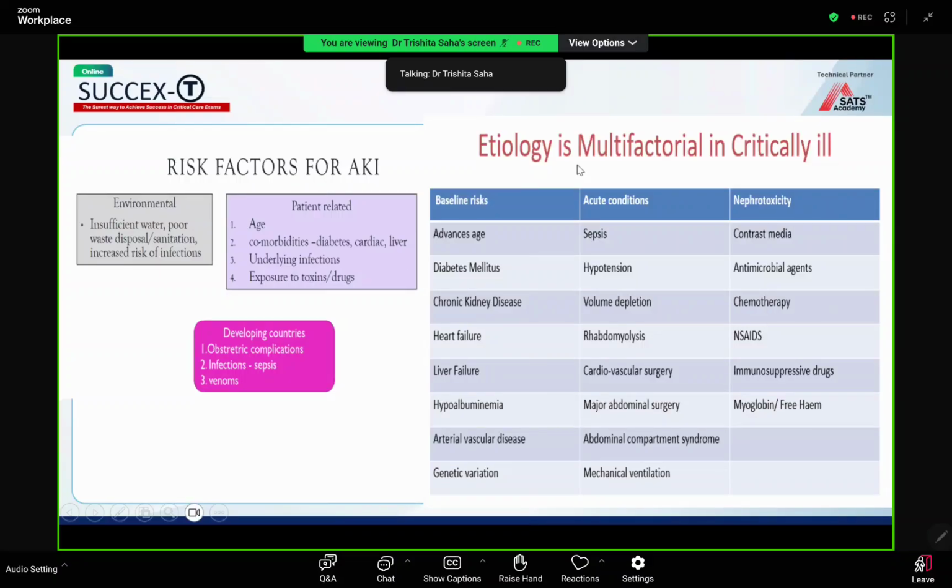Then etiology is multifactorial in the critically ill. There are some baseline risk factors which I have mentioned earlier. Then it leads to acute conditions, that is sepsis, hypotension, volume depletion, any rhabdomyolytic condition, any cardiovascular surgery, any major abdominal surgeries where there may be fluid loss, third spacing, which has been discussed by my colleague, any abdominal compartment syndrome or mechanical ventilation, and ultimately the nephrotoxic part induced by contrast media, antimicrobial agents, chemotherapy, NSAIDs, immunosuppressive agents, myoglobin, or any free heme.